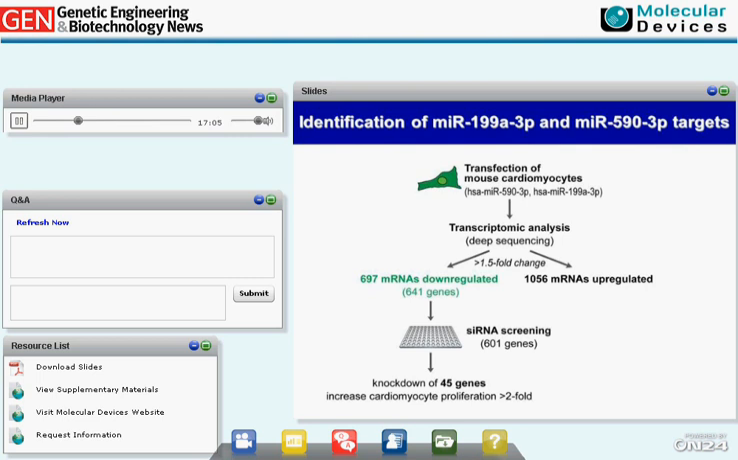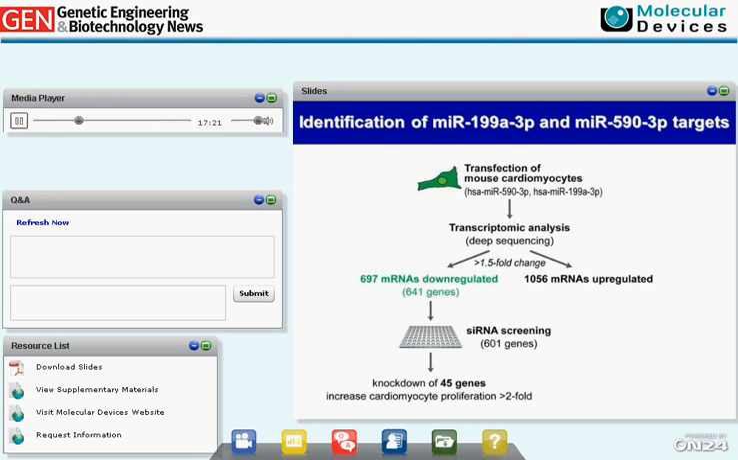And then, to understand the importance of each of these genes to the phenotype, we decided to do a targeted siRNA screening, silencing these genes one by one to see if any of these knockdowns could phenocopy the microRNA, and so tell us what were the most relevant targets of the microRNA.